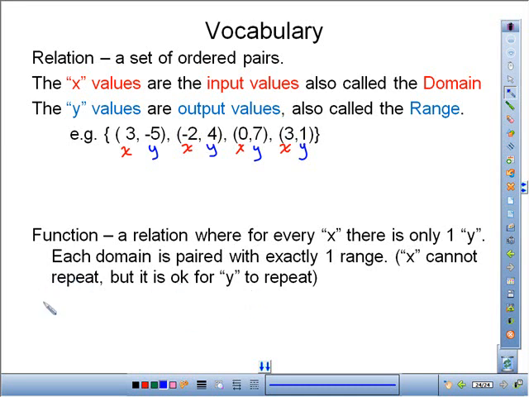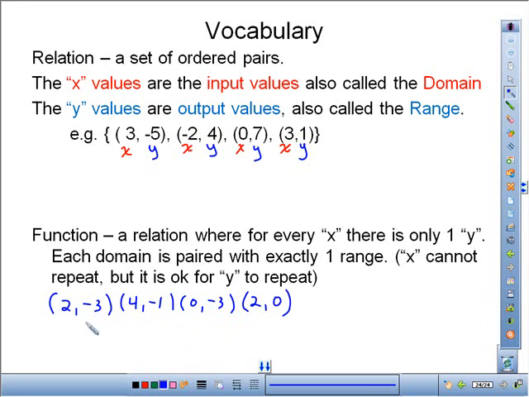For example, let's say we have (2, -3), (4, -1), (0, -3), and (2, 0). Now, this right here is a relation. Now, is it a function?